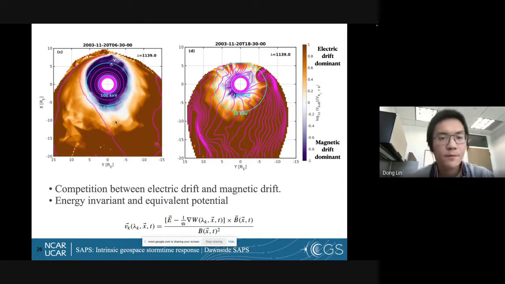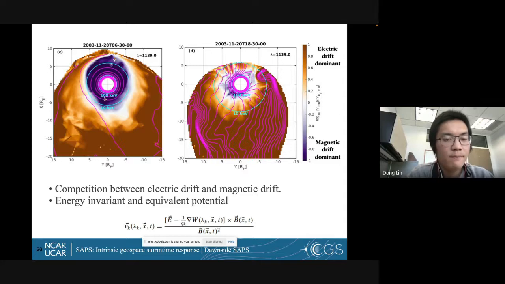So what this is telling us, by comparing the two UTs, the 6:30 and 18:30 for the same energy channel, is that at a little bit earlier stage, when the convection is not so strong, as you can see, most particles in this channel, or most ions with this energy invariant, will be dominated by magnetic drift.